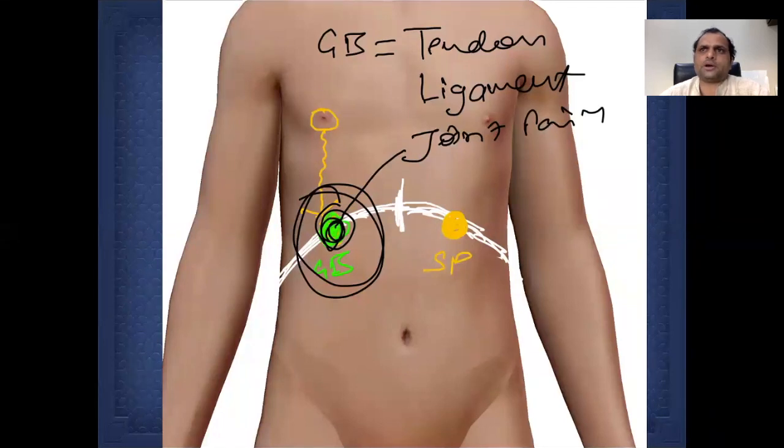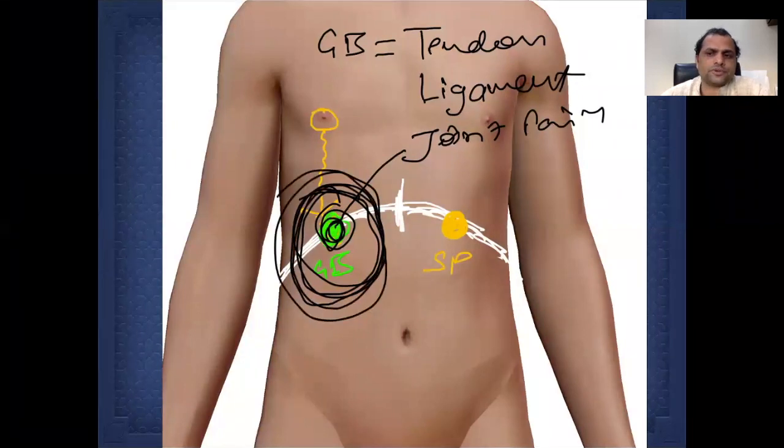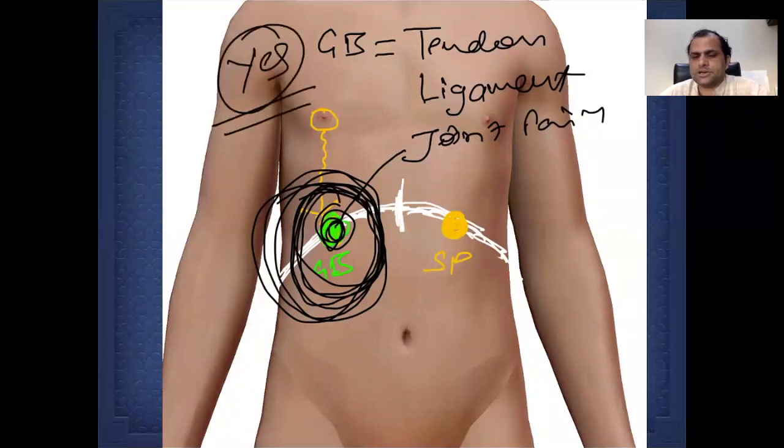We are not asking the patient what is your problem. Maybe he's having knee pain, maybe ankle pain, maybe some other joint pain. We are just asking the patient whether you are having pain here or not, on the location of the gallbladder. If he's telling yes, then we are treating the gallbladder and we are finding the result, whatever the reason.